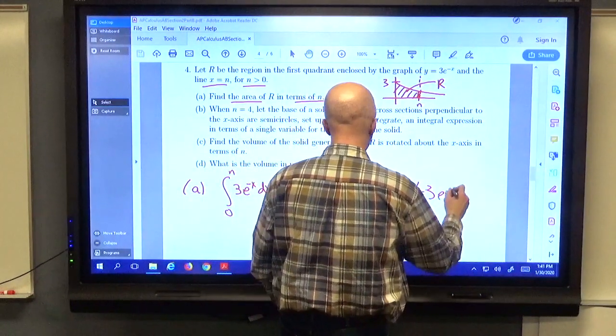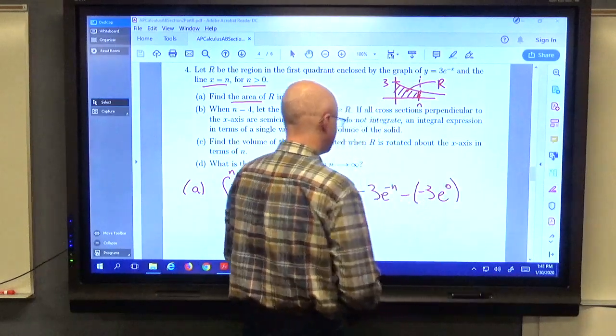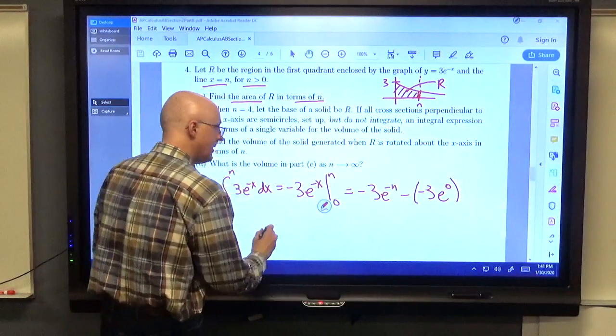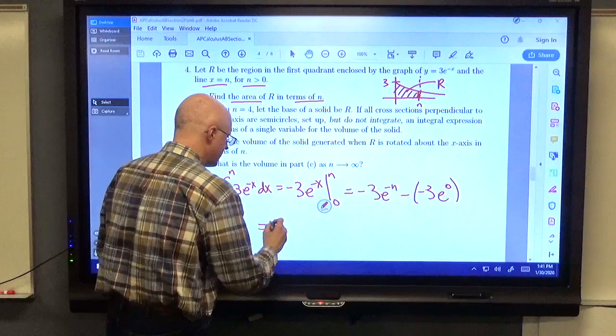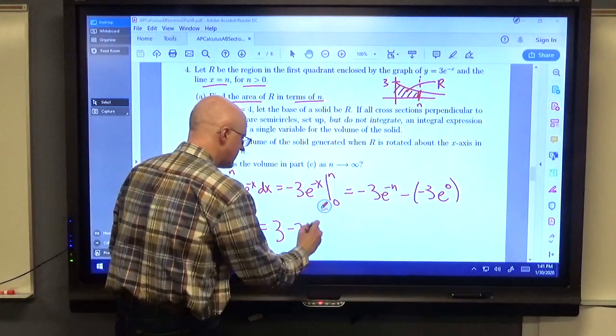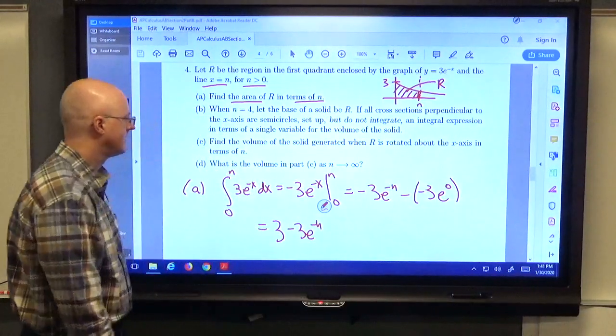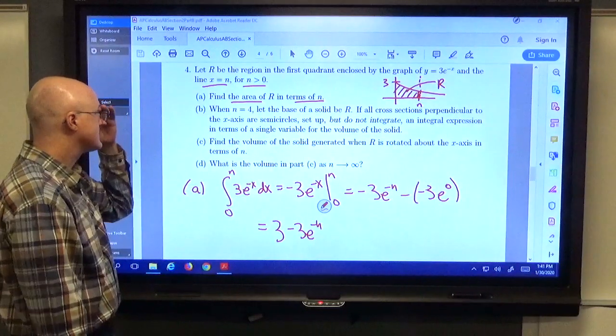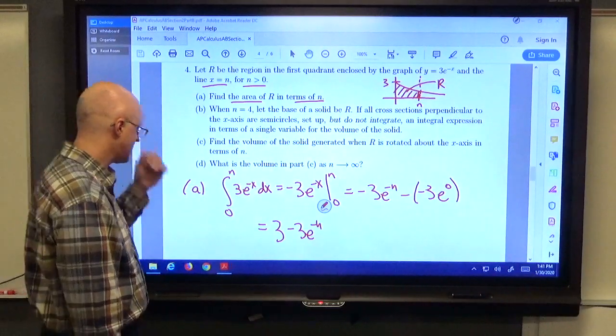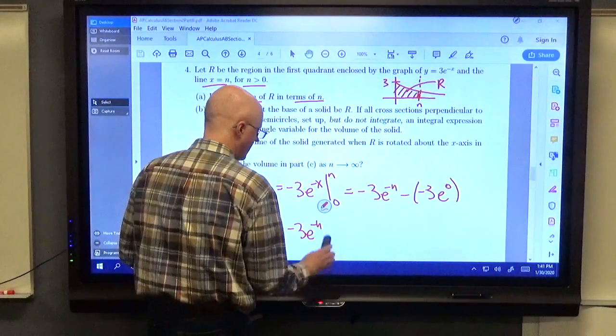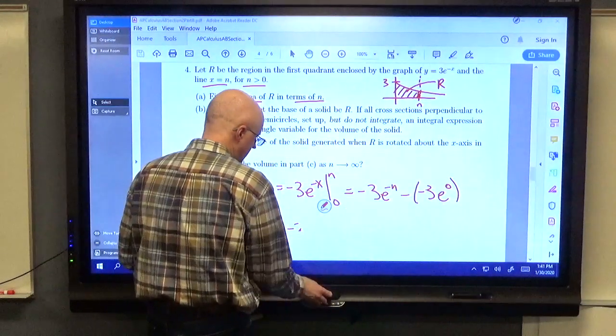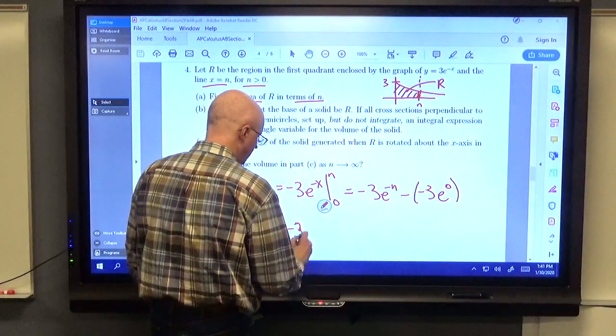If you want to be extra careful, do that kind of thing. E to the 0 is 1. This simplifies to 3 minus 3 e to the negative n. You're not asked what happens to this expression as n goes to infinity. But technically speaking, you should be able to find that.